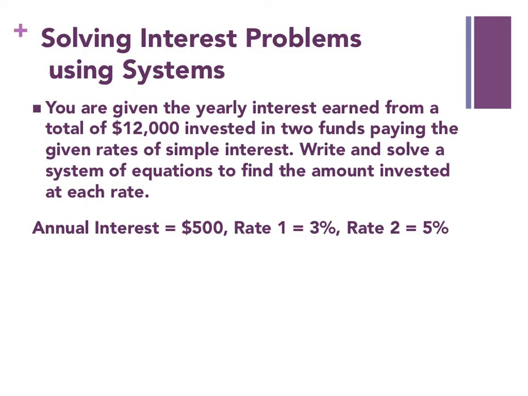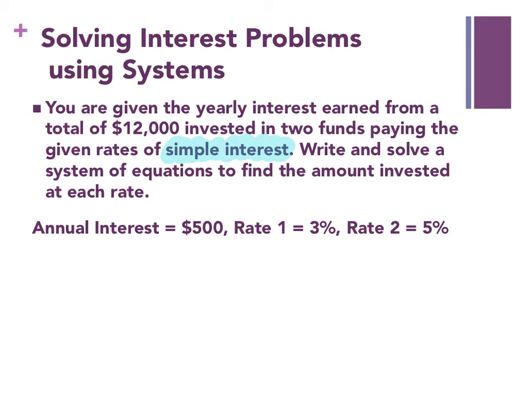So this one says you're given the yearly interest earned from a total of $12,000 invested in 2 funds paying the given rates of simple interest. Write and solve a system of equations to find the amount invested at each rate. So first of all, we're talking simple interest now, which doesn't use PERT, or the 1 plus r over n, that's not what we're using. Simple interest is literally how much is invested times the percent that you are earning, and that gives you your simple interest, okay?